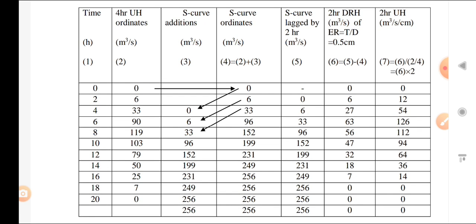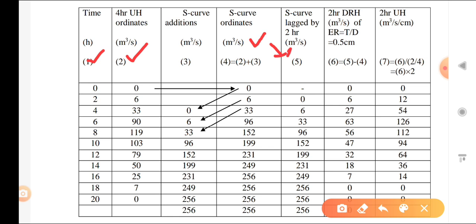Okay, so what we are doing is, you can select that procedure. That 2 column has been given to you. Now we have to find the S curve of the given unit hydrograph. Here the duration is given as 4, so we are finding the S curve for 4 hours. Then we have to lag that S curve to the duration of the required unit hydrograph. Here the required unit hydrograph is 2 hours, so we have to lag that by 2 hours.